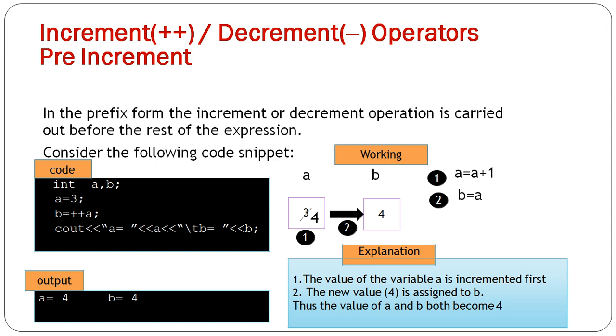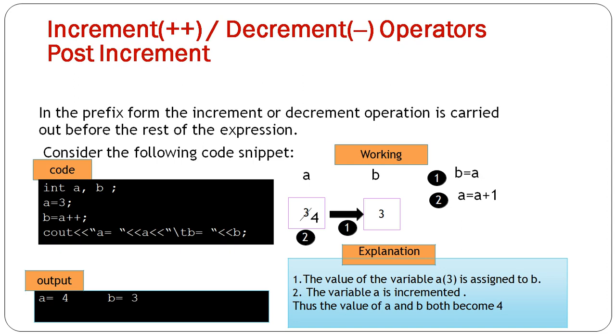So the output is 4, 4. When we print a, 4, because the value of the variable a is incremented first and the new value is assigned to b. Thus both a and b will become 4 because in memory it will be reflected.